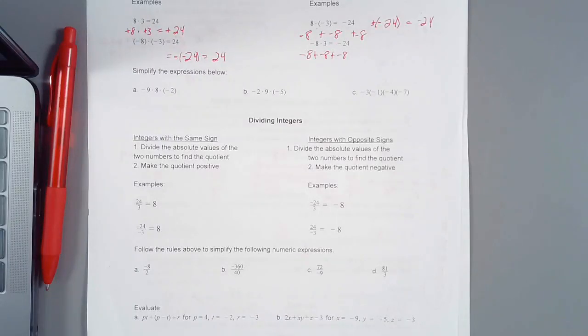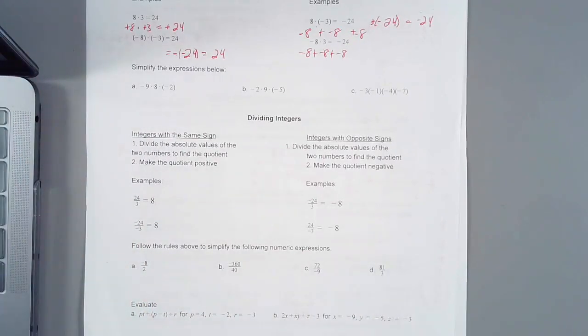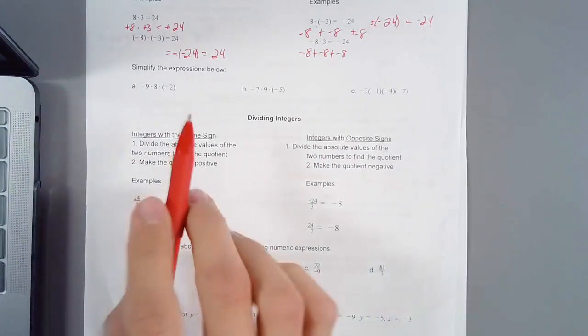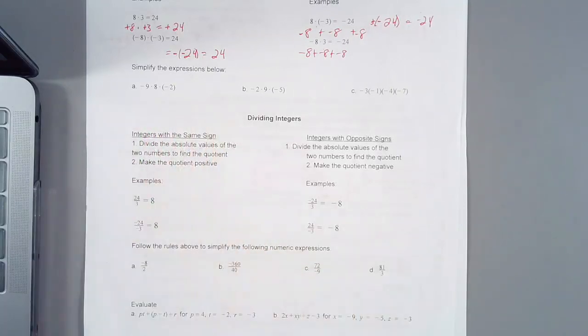Hey PreAlgebra, that other video was getting a little bit long that I started with multiplying and dividing, so I'm going to pick it up here. So here, what if I have more than two things? Well, multiply left to right, just like our order of operations says.